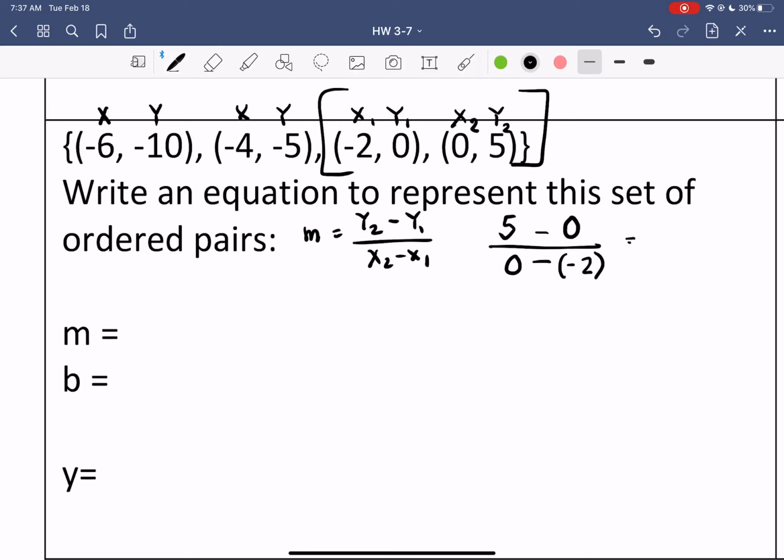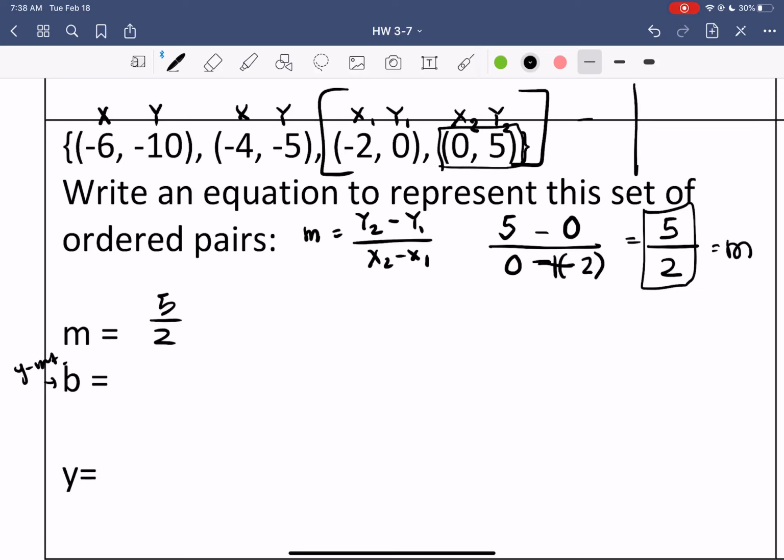So 5 minus 0 equals 5. 0 minus a negative 2, so it's going to be 0 plus 2. So we have a slope right here. This equals m. So we have 5 halves here. And then our b, which is our y-intercept, b, remember this one right here. If I were to graph this on a chart, if I had over 0, up 1, 2, 3, 4, 5, this right here would be on my y-axis. So we already know that my y-intercept is going to be b. And then write your equation from there, y equals mx plus b, using those numbers.